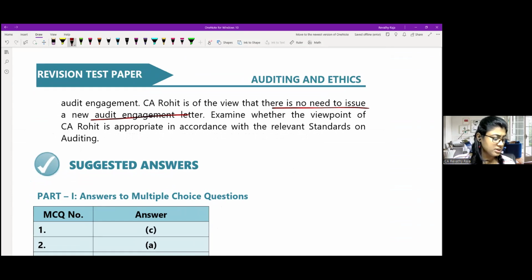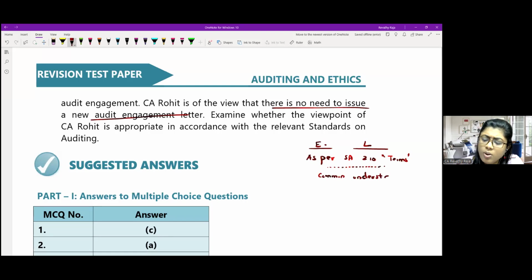Can you say which standard? Engagement letter. Come on, engagement letter. SA 210. As per SA 210, what was the name? Agreeing on the terms of audit engagement. Okay, agreeing on the terms of audit engagement. Auditor shall issue an engagement letter for common understanding. One more point is there, no? Common understanding and to state the preconditions.